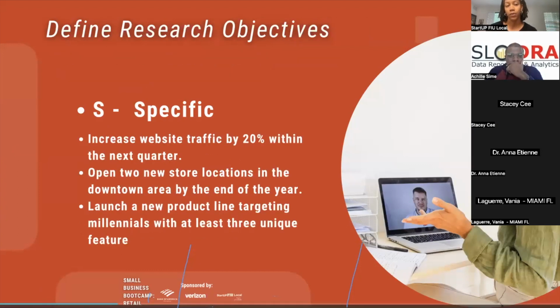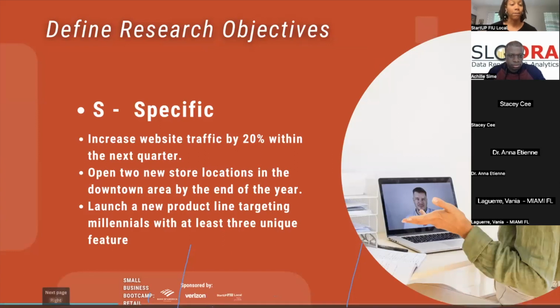So what are some examples of specific objectives? They need to have a quantitative factor to them. So here are some examples: increase website traffic by 20%, opening 2 new store locations, launching a new product line that targets millennials with at least 3 unique features. As you can see, whether it's a numerical number, a store location, certain features you want to have, there's always a quantitative value to the objective.